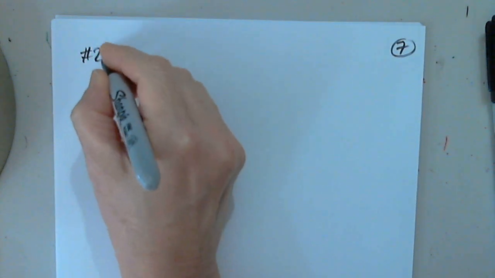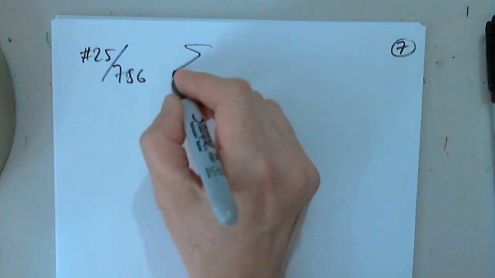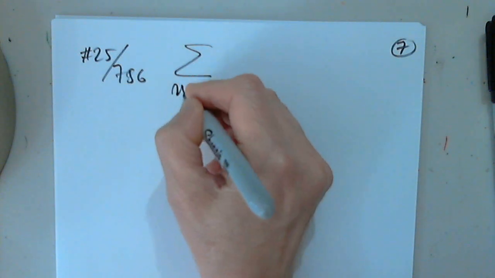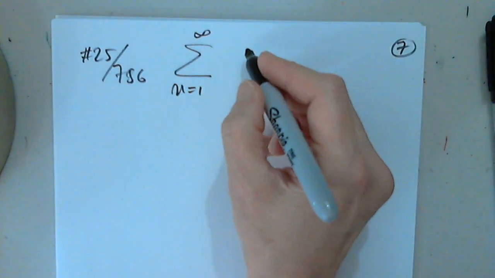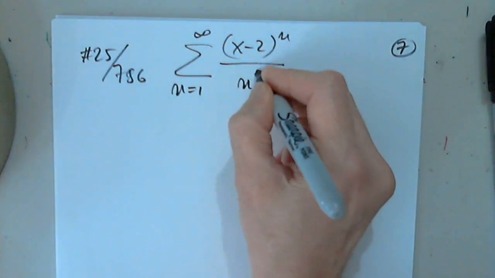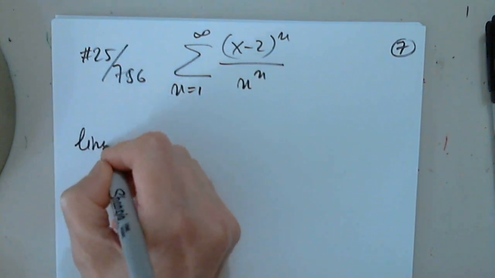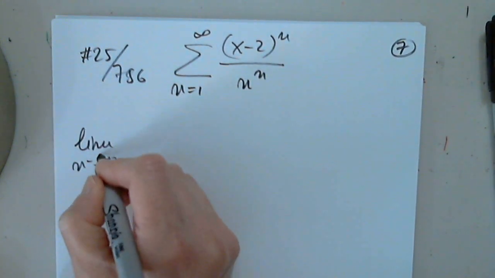Okay, so let's also take a look at one more here. So page 7 for me here. Okay, 25. Same page, 786. And we have the series from n equals 1 to infinity, x minus 2 to the nth power over n to the nth. Obviously, this is typical for the root test.